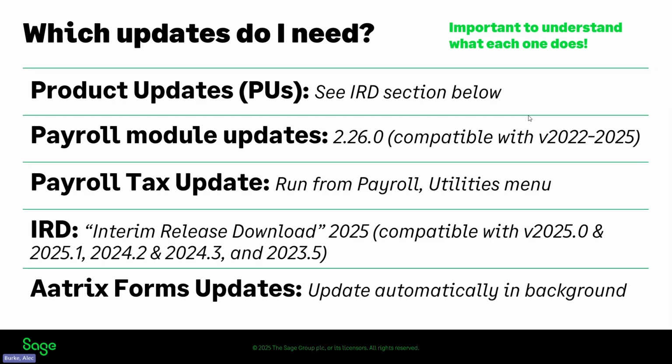Product updates to start off with are the PUs. These have been around forever. Product updates are basically a program patch downloaded and installed onto your local Sage 100 installation. And these update the full program code and all modules other than payroll.